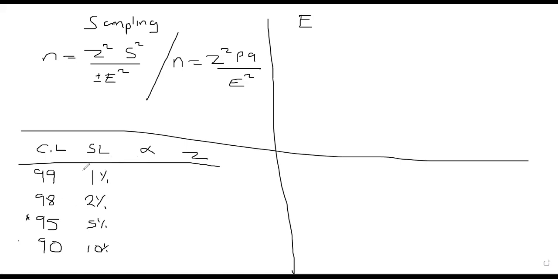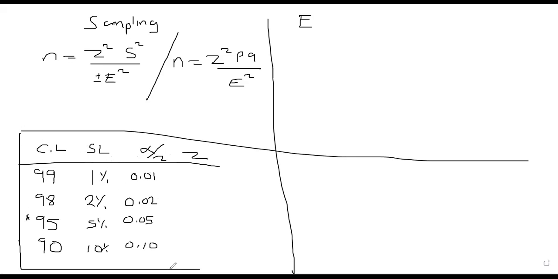So when you divide this by 100, we call it alpha, 0.01. Divide this by 100, it's called alpha, 0.02. Divide this by 100, alpha, 0.05. If you divide this by 100, alpha, 0.10. This alpha is a two-tailed test. So estimation, we only always use a two-tailed. So don't mind about this. I'll explain later how to get this. But for now, I need you to memorize.